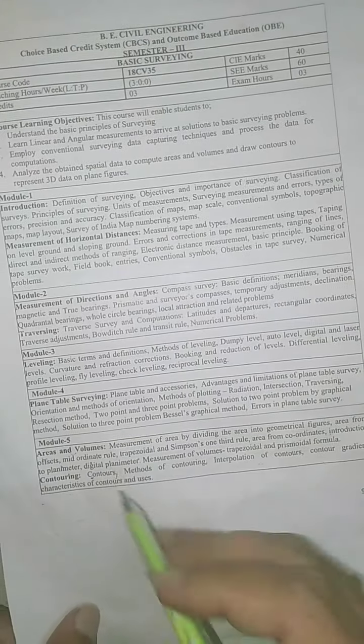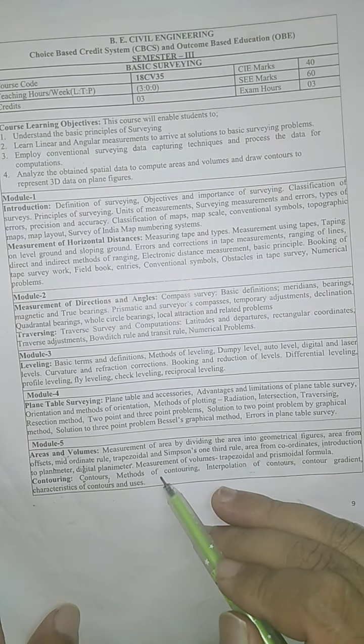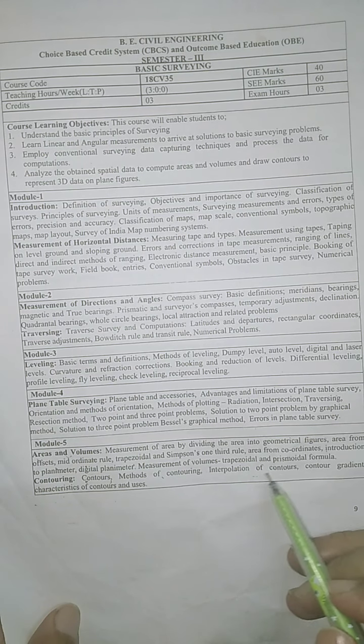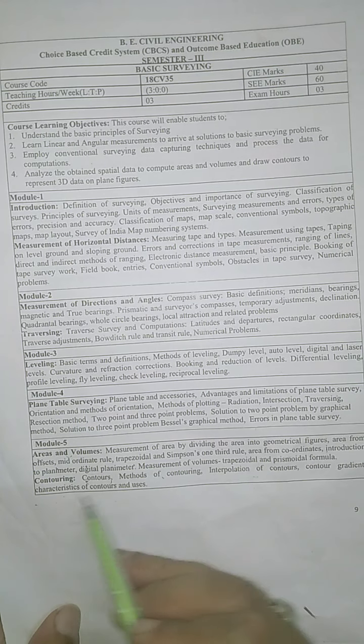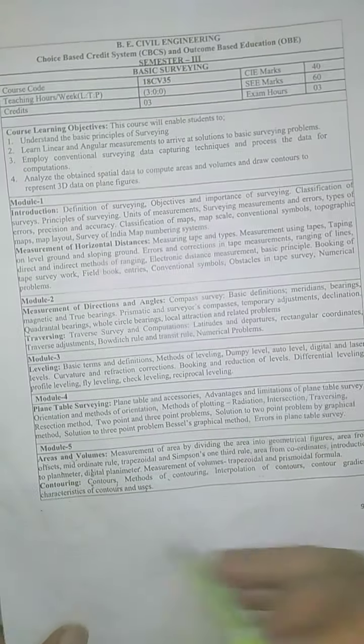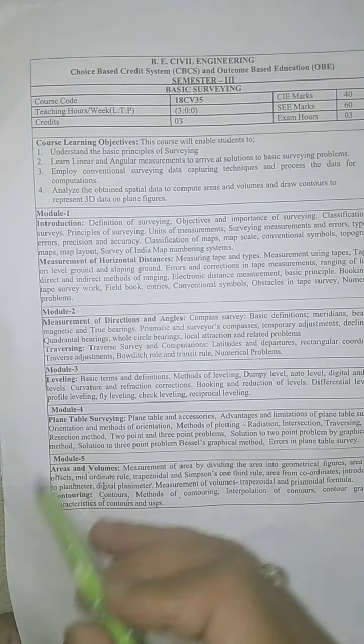So right now we have completed contouring. In that, we have studied contours, the methods of contouring, interpolation of contours, contour gradient, and then the characteristics of contours and their uses. So totally we have finished module 5. Right now we have finished module 1 and module 5.